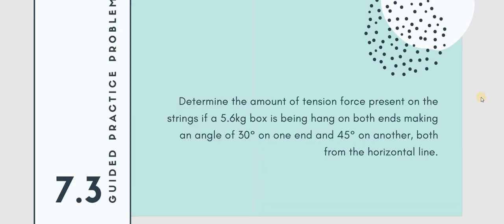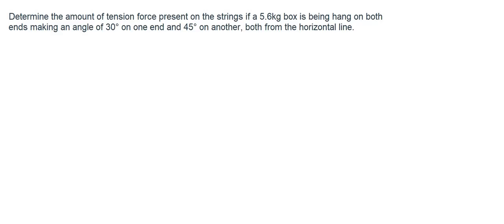Let's have this sample problem. Determine the amount of tension force present on the strings if a 5.6 kilogram box is being hanged on both ends, making an angle of 30 degrees on one end and 45 degrees on another, both from the horizontal line. So here's the problem. First, of course, we have to illustrate the problem so that you'll be guided.